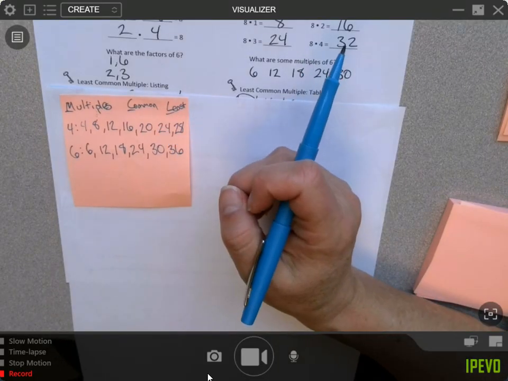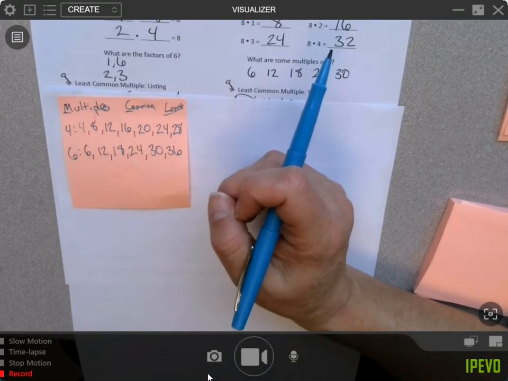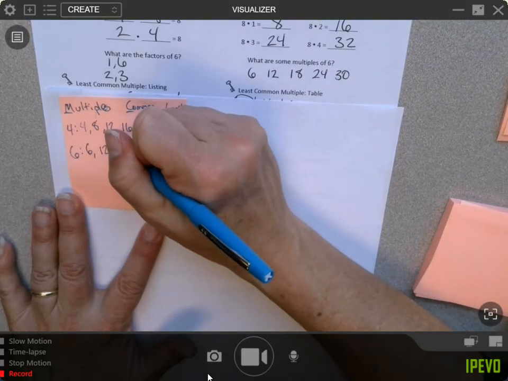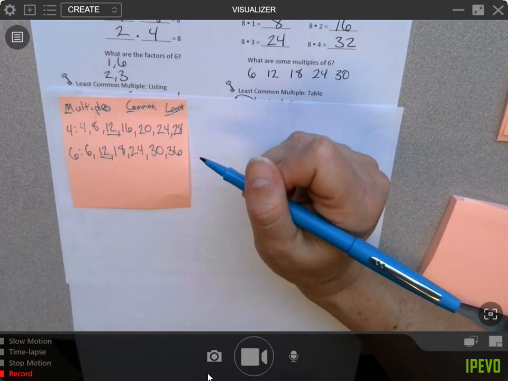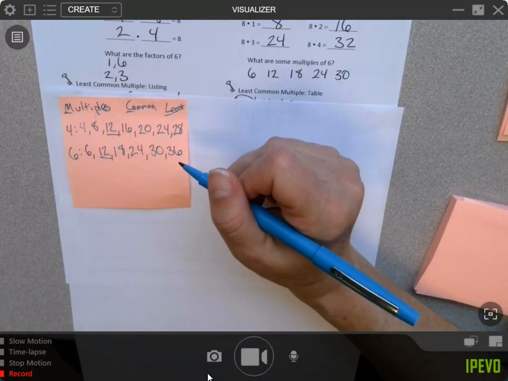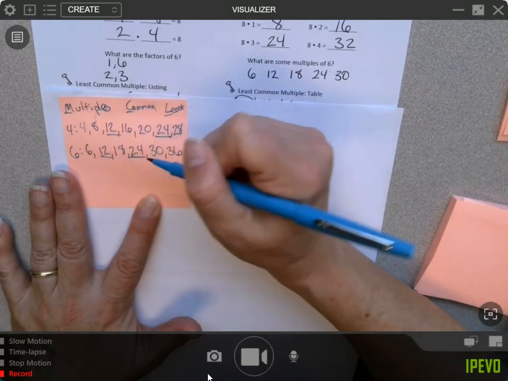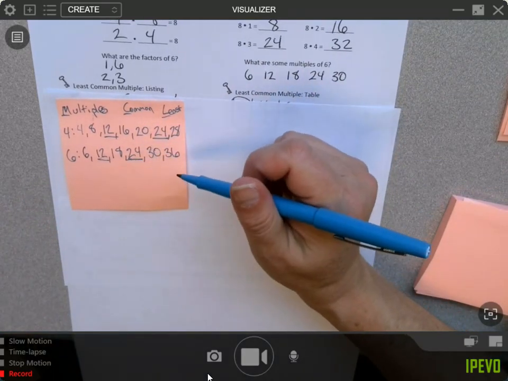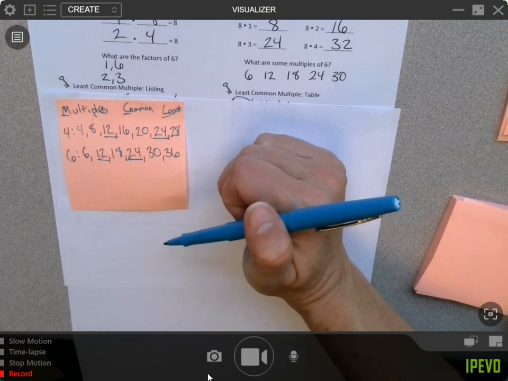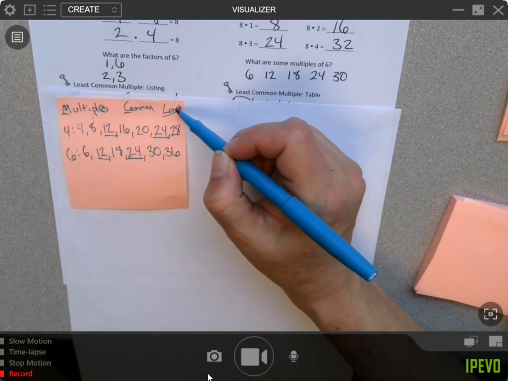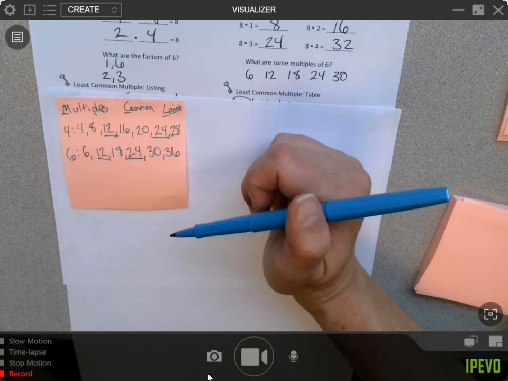Who can tell me a number that 4 and 6 have multiples in common of? Liam? 12. We see 12s for both of them. What other number do they have in common? Emma? 24. So just on those few multiples that I listed out, I've already found 2 common multiples. My last step is to decide which one is the least.